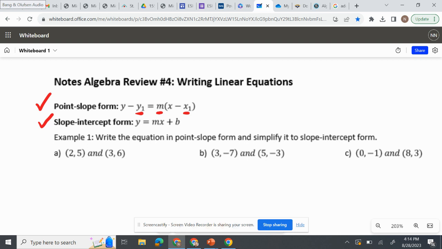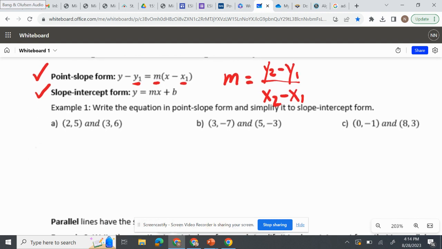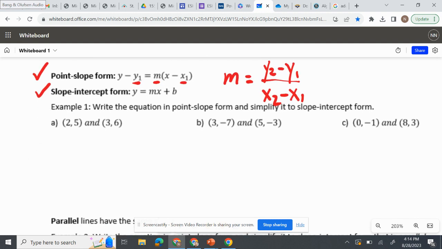Now for the first example, we also need one more formula, and that's the slope formula. That would be y2 minus y1 over x2 minus x1. So for our first example, what we're going to do is we're going to find the slope. So we have m equals 6 minus 5 over 3 minus 2. That would be 1 over 1, which is 1.